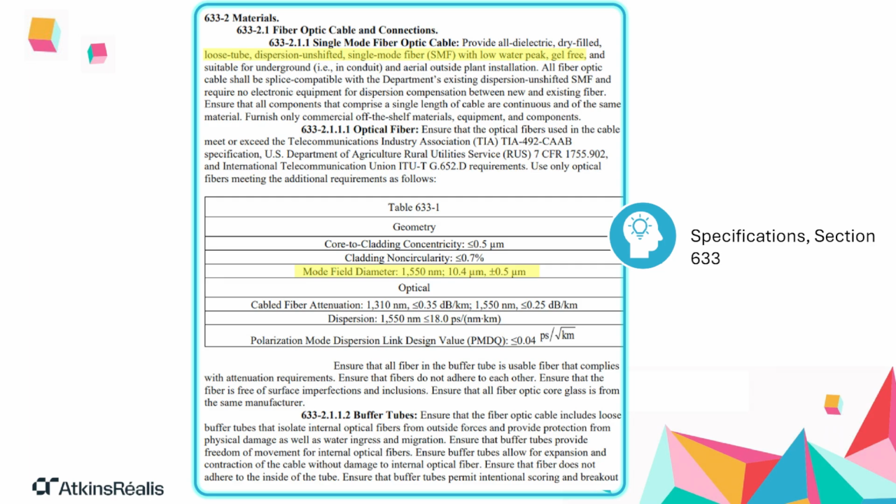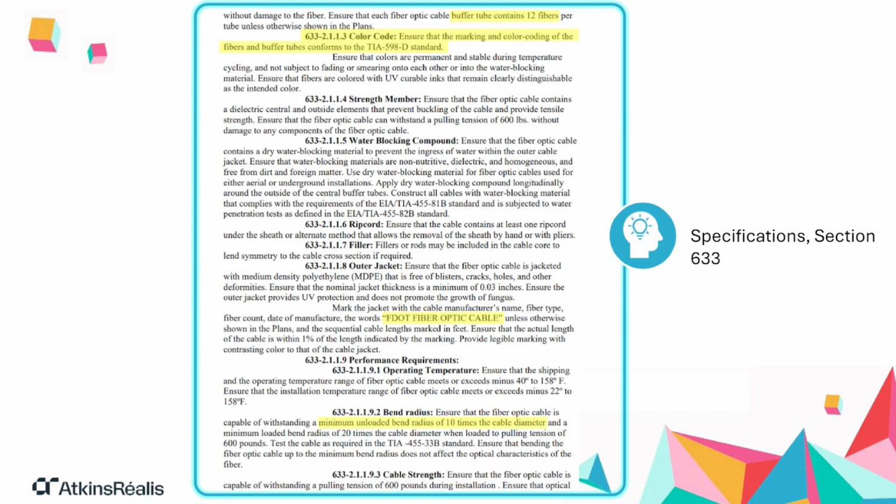That's covered in the standard specifications, Section 633. It specifies the use of loose tube single-mode fiber optics. And importantly, it often calls for low water peak, gel-free construction nowadays. It confirms the fibers themselves must meet certain performance standards, often referencing 1550 nanometer single-mode capability. Section 633 also reinforces that buffer tubes contain 12 fibers each, following the TIA 598D industry standard color code, which must be used in all installations. And critically, it reiterates those minimum bending radii, 10 times the OD unloaded, 20 times the OD loaded. Loose tube, gel-free single mode, 12 fibers per tube, TIA colors, 10 by 20x bend radius, very specific.